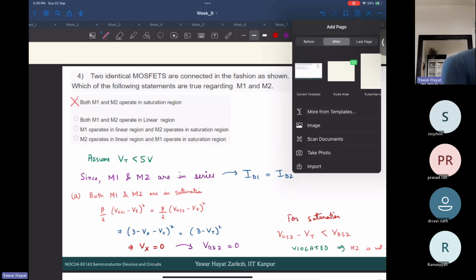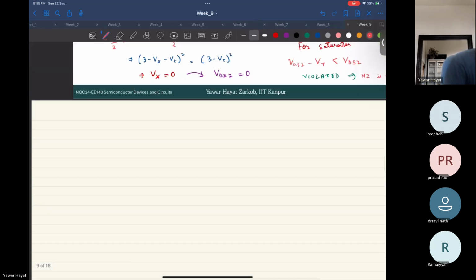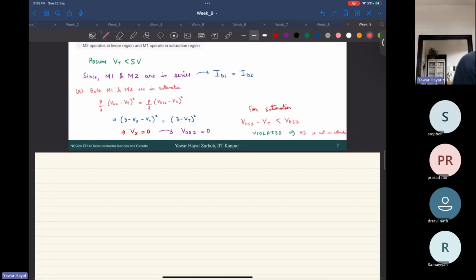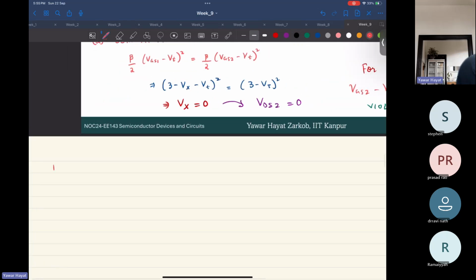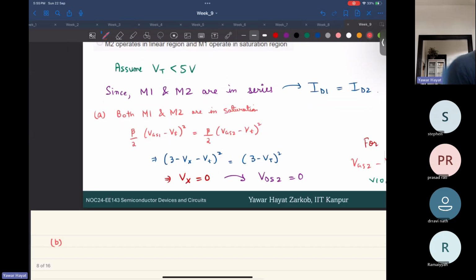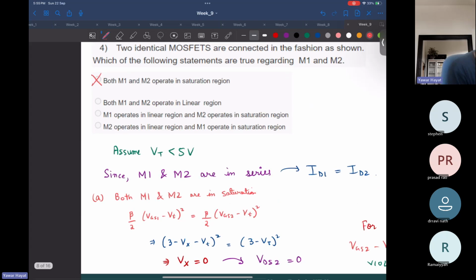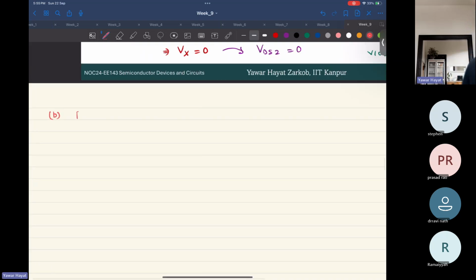So now the other page. Now we need to explore the second option, option B, which is that both M1 and M2 operate in linear region. So let me write this. Both M1 and M2 operate in linear region.